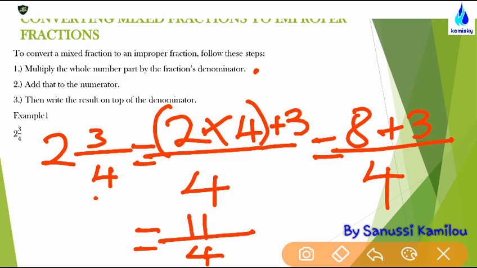So that is our final answer. So we can rewrite it this way: 2 whole number 3 over 4 is equal to 11 over 4. So 11 over 4 is what we call improper fractions, because we have said earlier on that the numerator, the one at the top here, is bigger than the one at the bottom. Have you seen it? Very good.